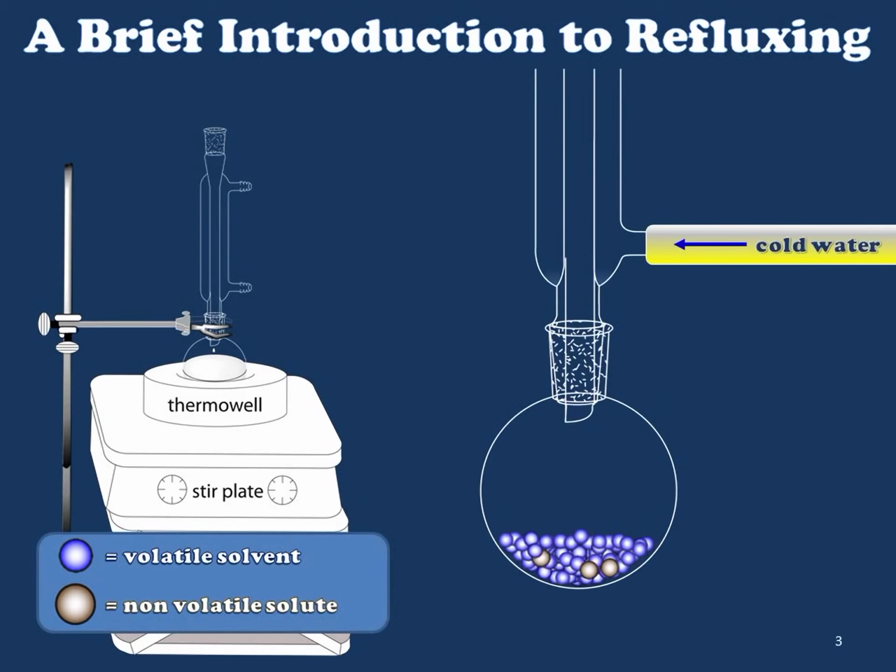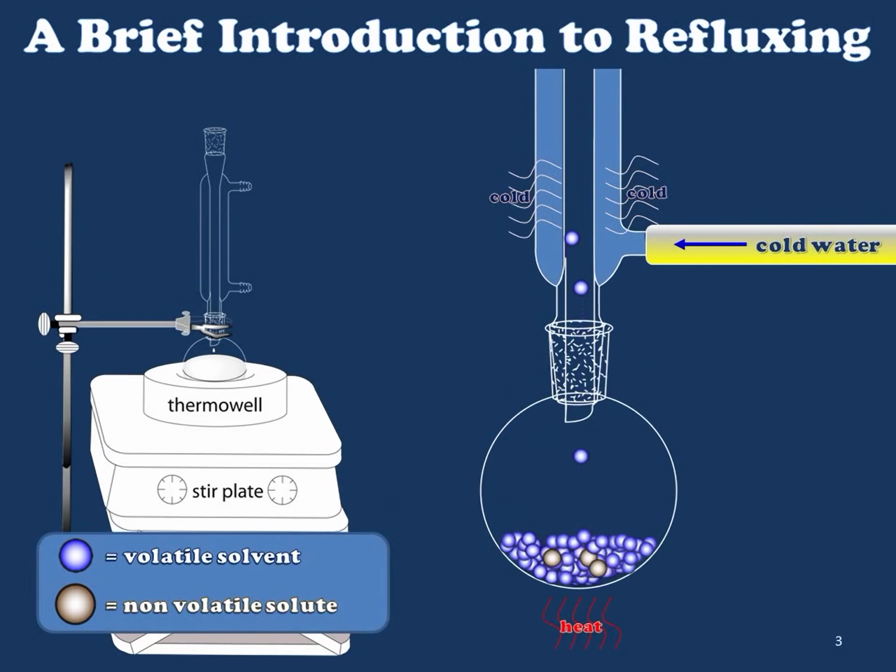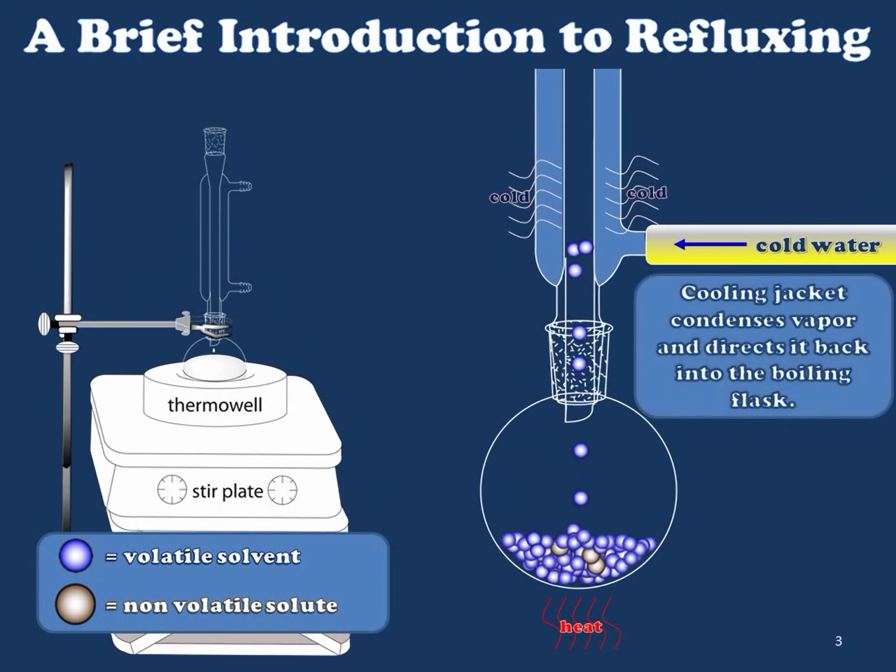To do this, we attach a water hose and turn on cold water flowing through the outer jacket. The effect that this will have as we heat the boiling flask is to recondense vapor, sending it back to its original location. Let's take a look at this as it happens. I apply heat to the flask, and my solvent begins to boil. But rather than escaping to the atmosphere, when it reaches the cooling jacket, it condenses and falls back into the boiling flask. Therefore, the net change in volume of my solvent should be zero.